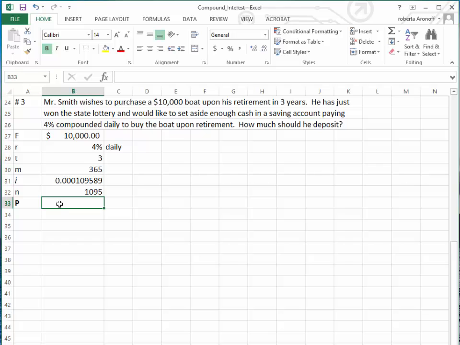Using either one of the two formulas, and I'm going to go back to the first one, we have our $10,000 times, open parentheses, 1 plus the i, which we've already calculated, close the parenthesis, shift 6, because we're multiplying, the exponent must be negative. We click on the n, and that, again, we need to deposit $8,869.26. We want it to be in terms of money. We go to our accounting format, and there we have the final answer.